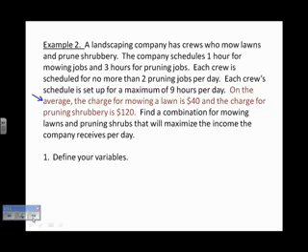So my first step is to define my variables. This is the first step you want to do every time. And again, if you go step by step in this process, this will work out quite nicely for you, and you'll be successful if you follow these steps. So the first thing I want to do is, again, define my variables. I'm going to use letters that make sense to me. So I'm going to use M is equal to the number of mowing jobs.